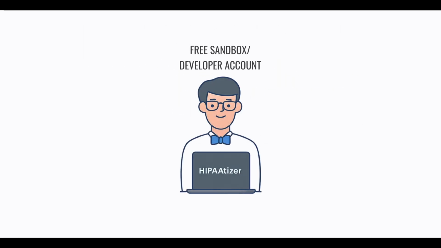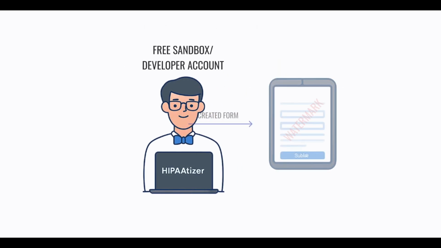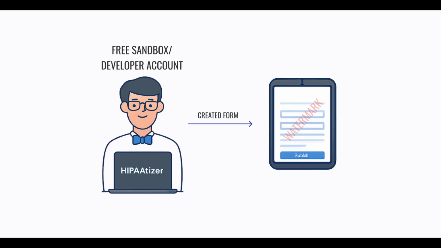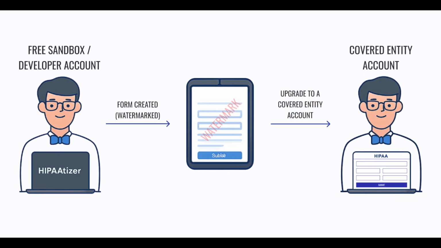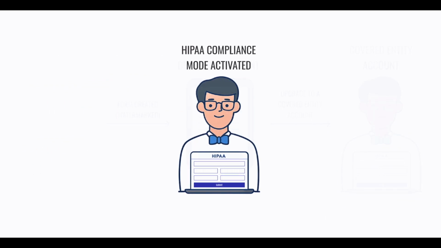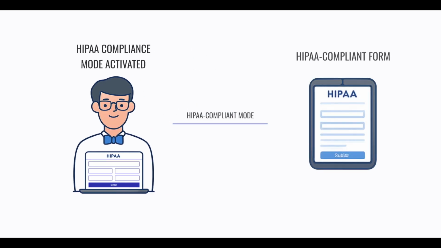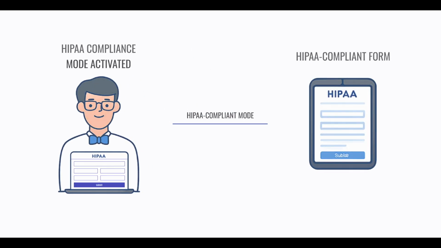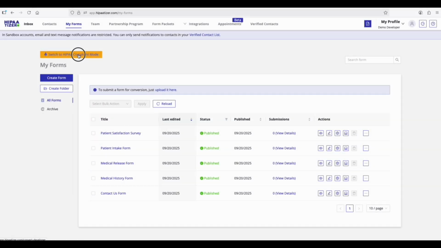If you started with a free developer account, created a form, and are now ready to move into production, you can upgrade to a covered entity account. This activates HIPAA-compliant mode and removes the developer badge from your forms. You'll have 3 options to choose from, and I'll walk you through when to use each.